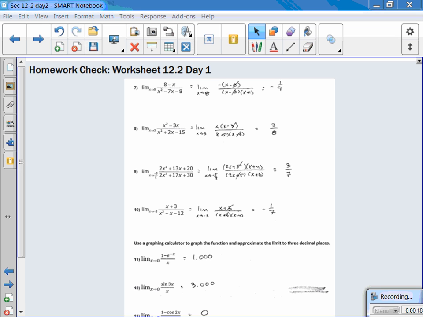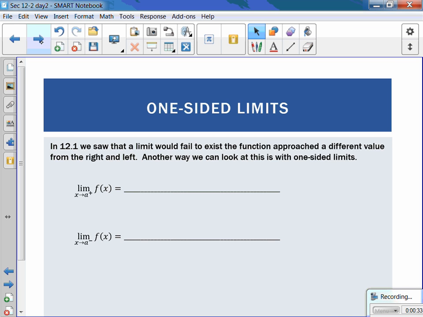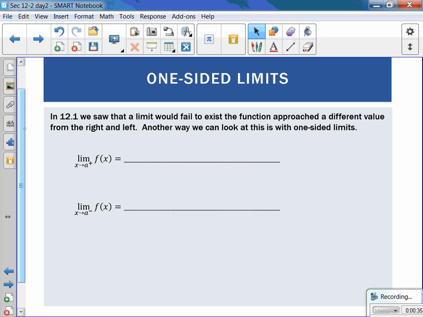Especially in 12.1, we saw sometimes when we had limits coming from the left and coming from the right, and coming out with two different values. What did that mean for the limit? It failed to exist, did not exist. So it's something that we talk about as one-sided limits.